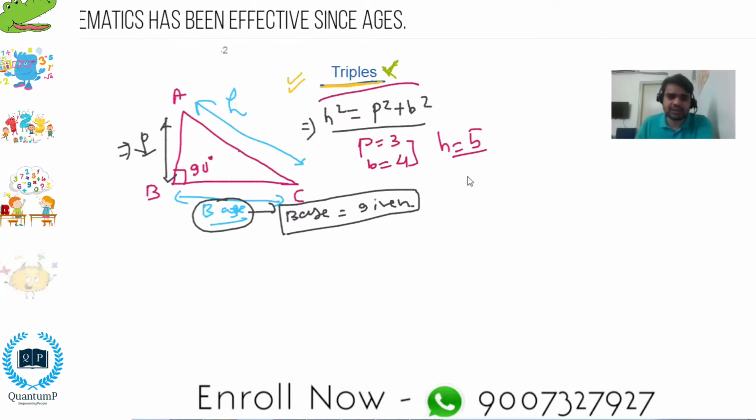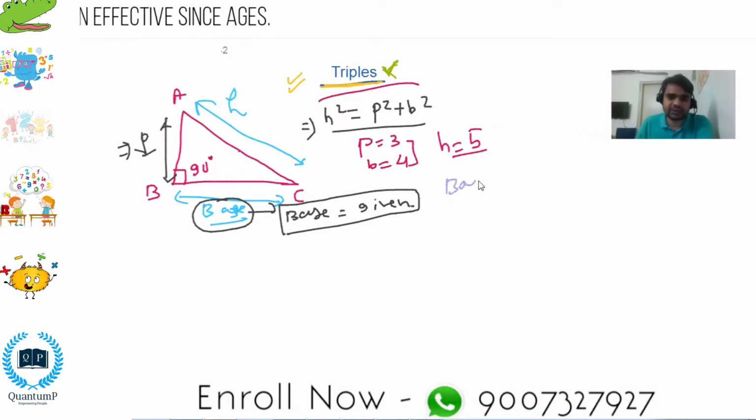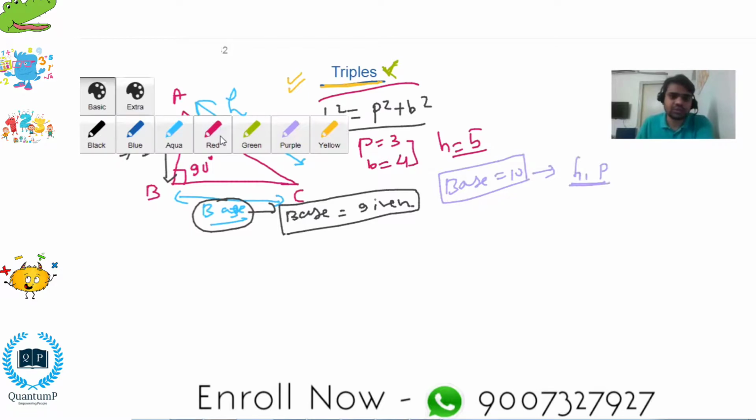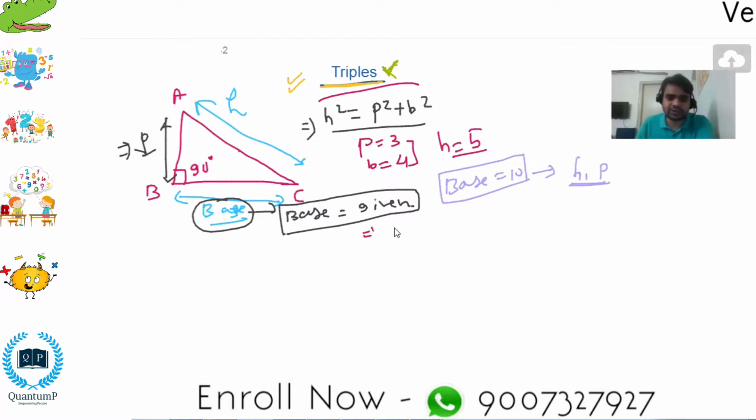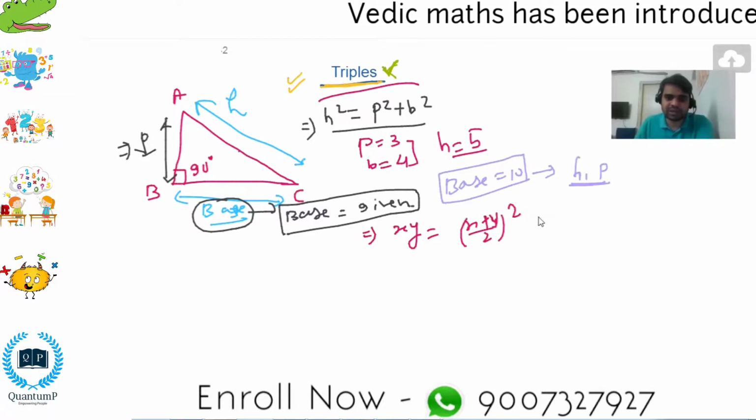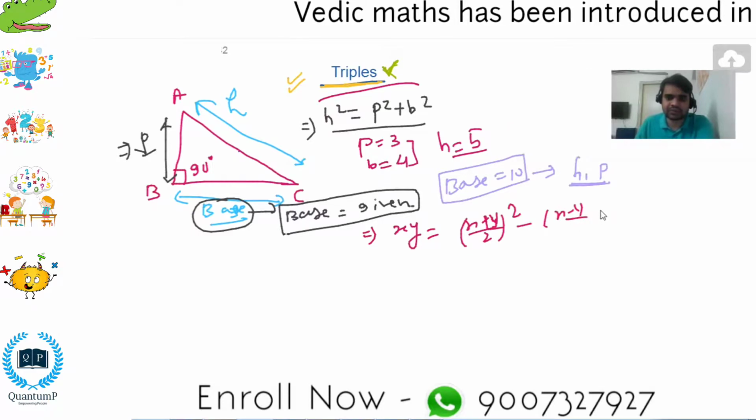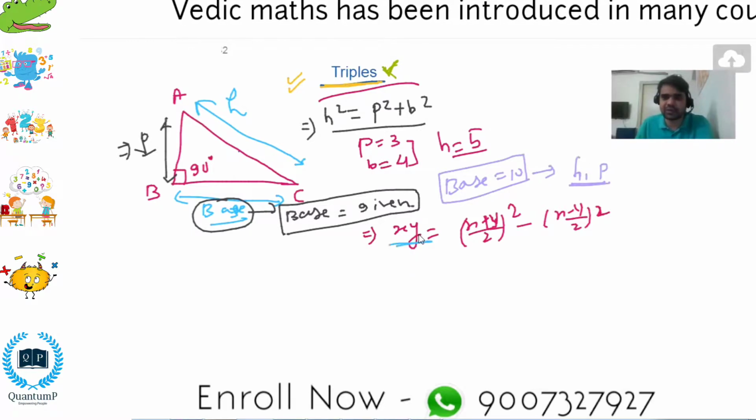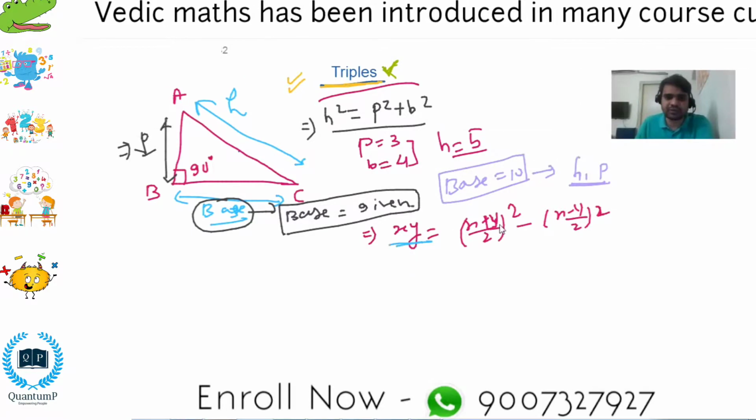So let's take the situation where base is equal to 10. I'm fixing the base. If your base is fixed, now our job is to find the H and P, hypotenuse and the perpendicular. Okay. So first thing is that we will use a formula, this formula, xy is equal to ((x plus y) by 2) whole square minus ((x minus y) by 2) whole square. It's a triple formula. This formula you'll use. And I'm telling you what is x here, what is y in this formula.